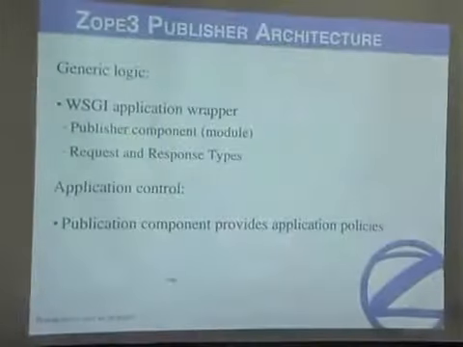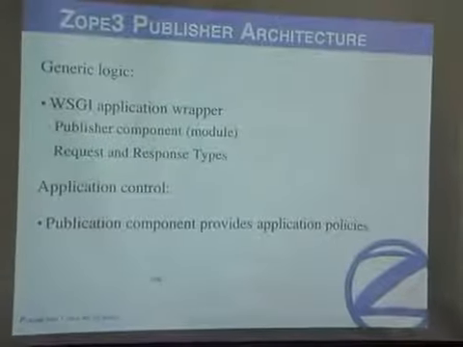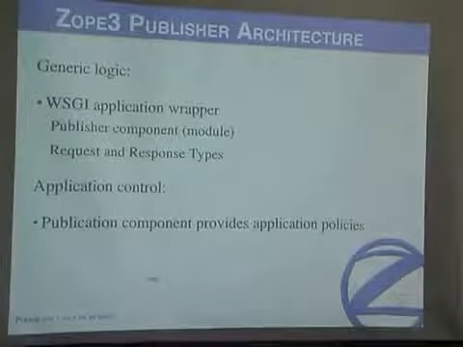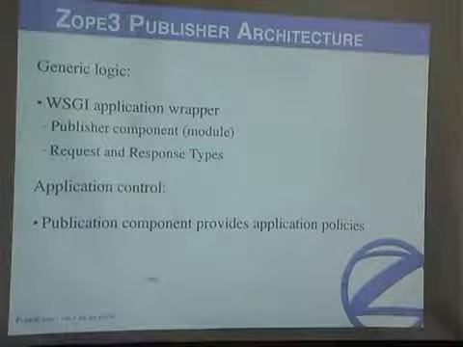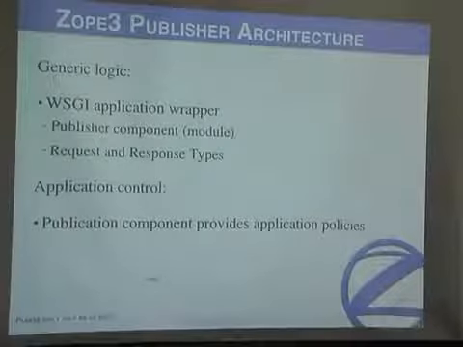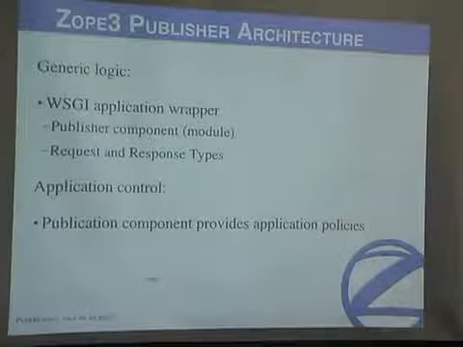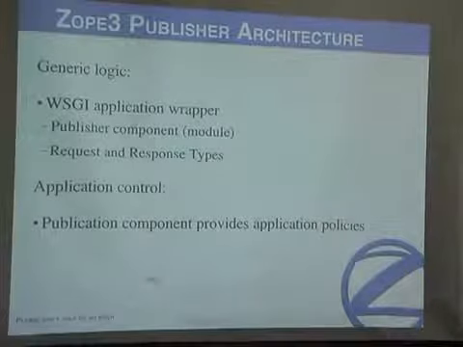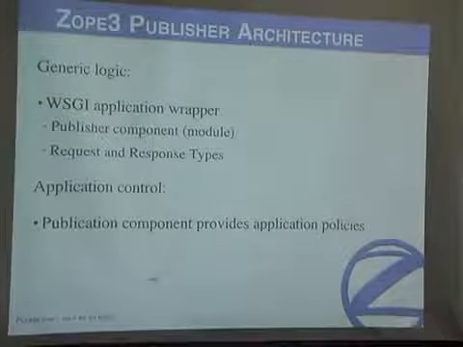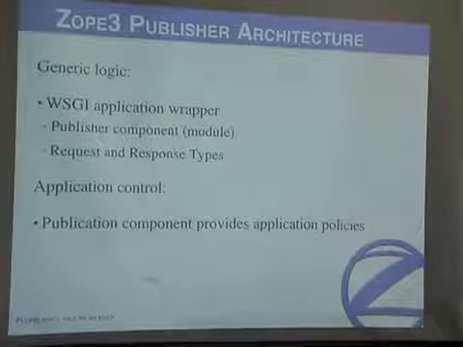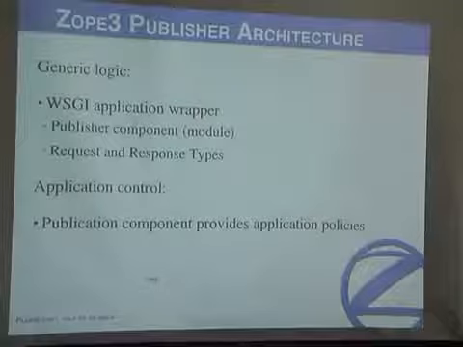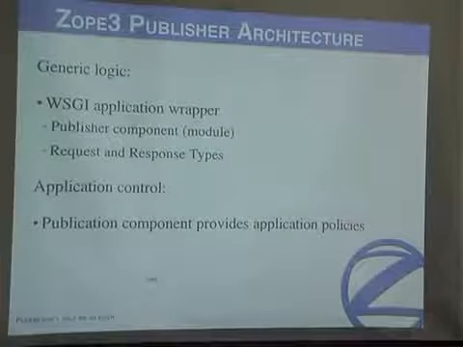So the basic architecture is that you have the publisher itself, and these days we use WSGI, so the publisher also has something that adapts it to the WSGI framework. And you have request and response types. These are the kinds of things that you typically have with web frameworks. And then to provide application control, we had a plug-in component called a publication object. And the publication object basically embodied all of the hooks that we had accumulated over the years in the earlier version of the publisher.